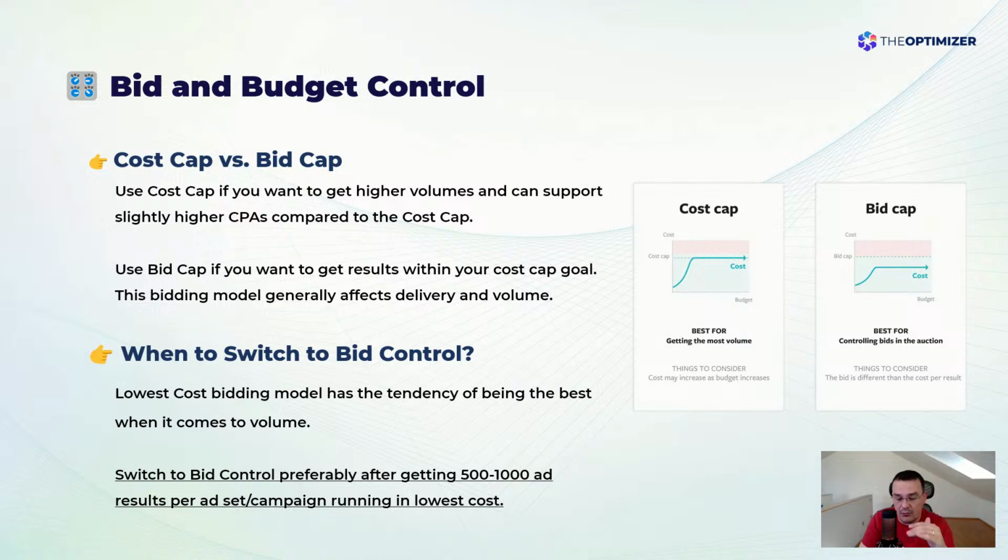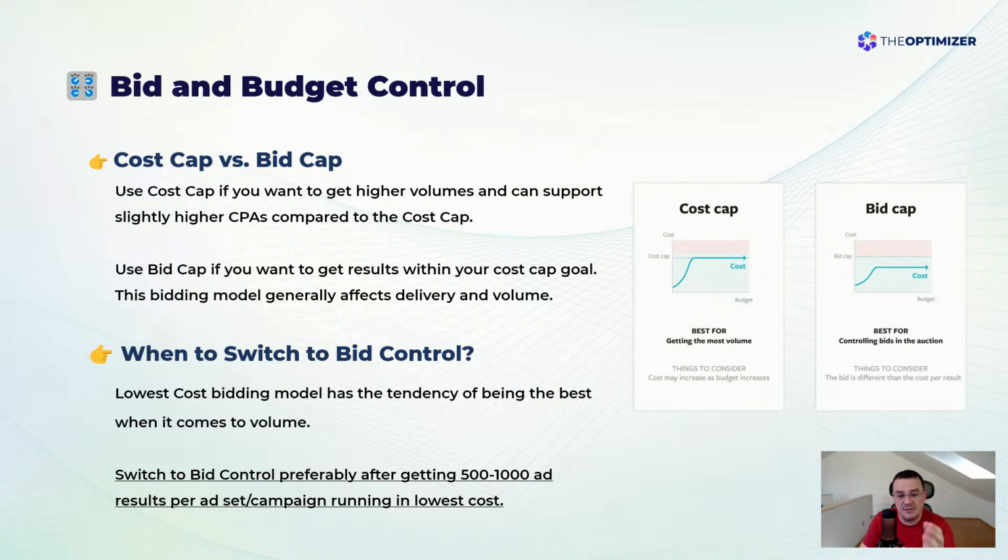So if you're looking for more volume, but you are okay with having the CPA spike a little bit sometimes, you go for cost cap. But if you want to have a stricter control on the bids, it's bid cap, but that will sacrifice the volumes. When you do bid caps, though, it is not guaranteed that you will not have a CPA higher than whatever your bid cap is.